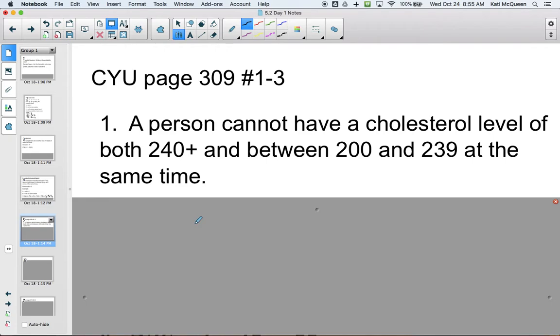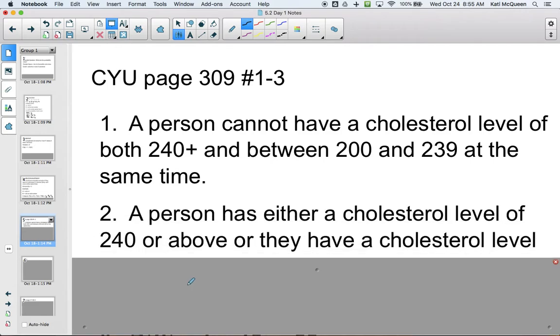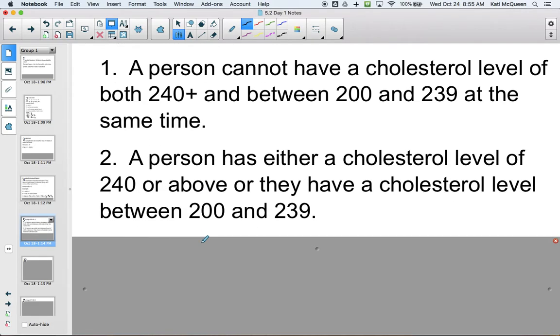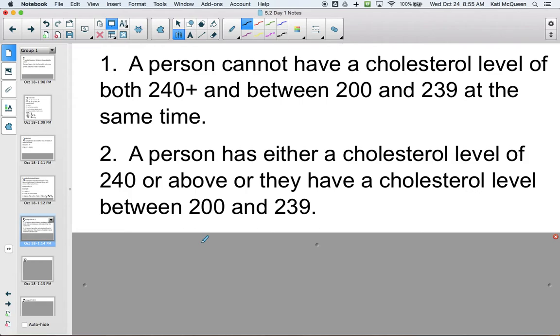Number 2 was talking about what A or B means. This means a person either has a cholesterol level of 240 or above, or they have a cholesterol level between 200 and 239. So it's in either one of those categories, but cannot be in both because they are mutually exclusive.